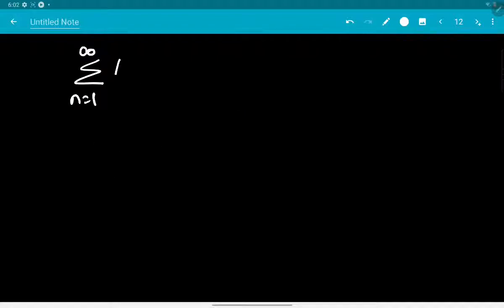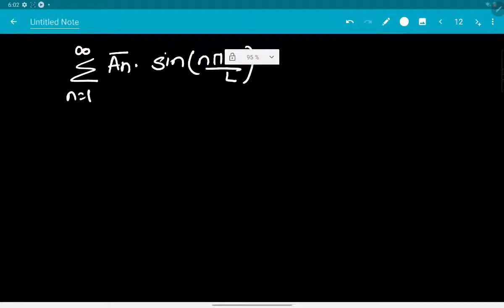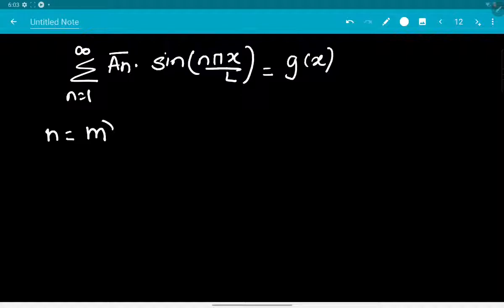Okay, so you have a bar n sitting over here, sine of n pi x by L is over here, and that stuff is equal to g of x. Now what I'll be doing is, let me say that I want to find out, for a certain value of n, let's say n is taking a value equal to m, which is one value of n.